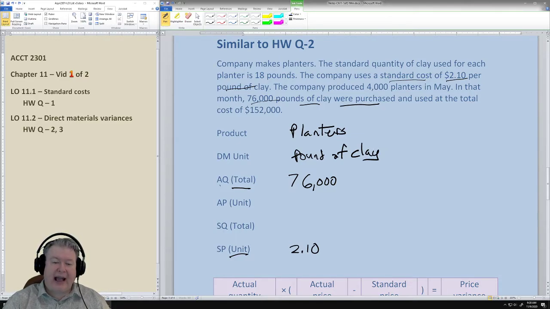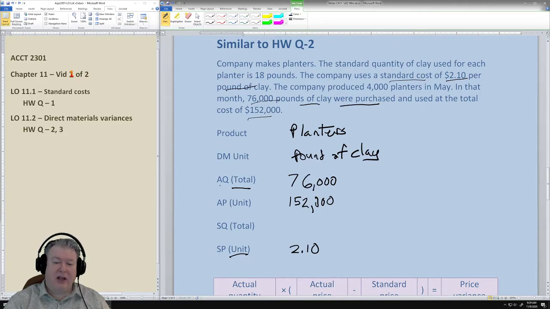Well, do we have an actual price? In other words, how much did we actually pay for each pound of clay? Well, we see that we have a total of, we spent $152,000. Well, if you look at your standard price per unit, another double check to see if you're doing things right is, are these on even the same scale? So our budgeted price is $2, but our actual price is $152,000? Well, that doesn't make sense. That's the total amount. We still want to have the per unit actual price.